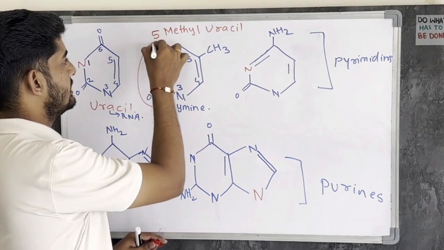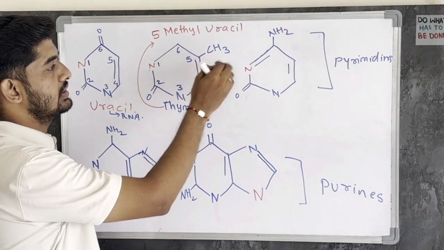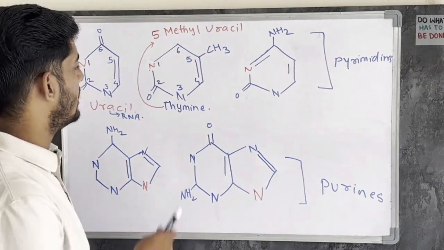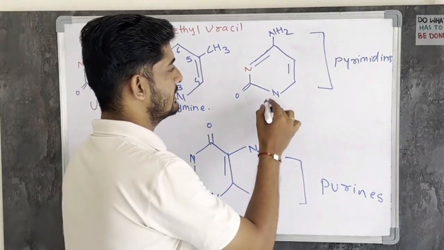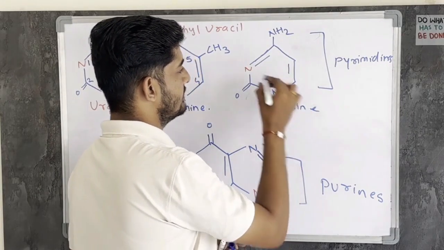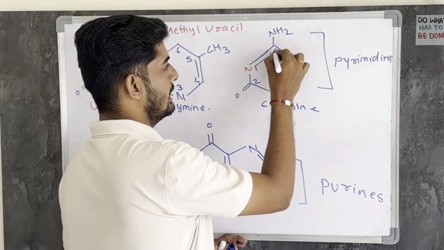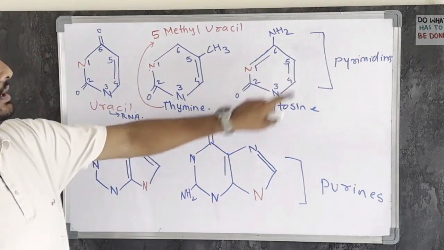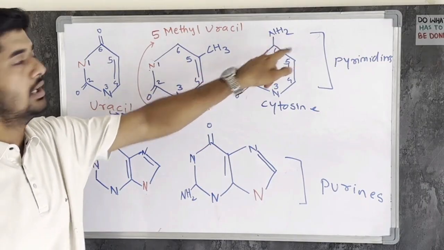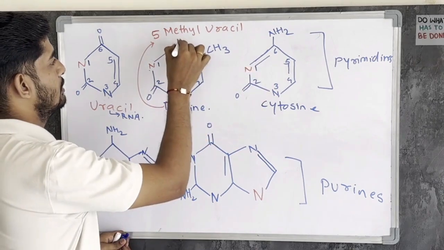Thymine is also called 5-methyl uracil because in uracil, at the fifth position, there is addition of the methyl group. After thymine, this will be our cytosine. This will be our first, second, third, fourth, fifth, and sixth. Remember, in cytosine, at the sixth position, there is presence of an NH2 group, while in both of these structures there is no NH2 here. Double bond O is remaining.